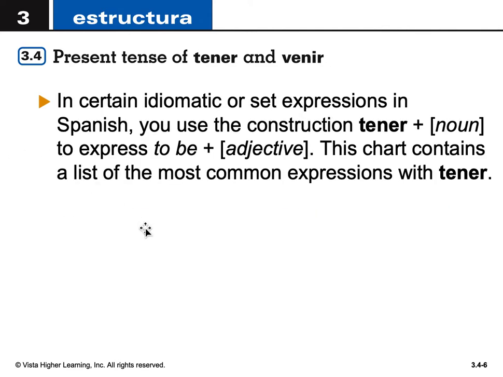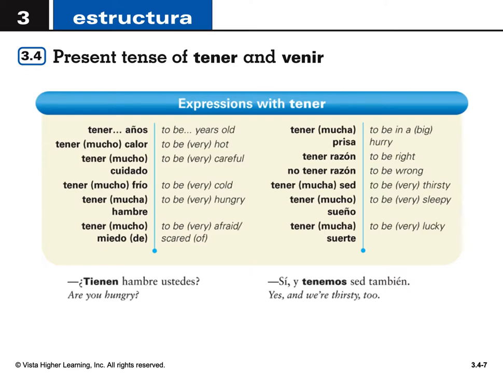In certain idiomatic or set expressions in Spanish, you use the construction tener plus a noun to express to be and then an adjective. This chart contains a list of the most common expressions with tener. So you need to memorize all of these and practice them because they definitely will be a part of this lesson's assessment. So tener años, we had learned that in lesson 1. Tener calor is to be hot. If you want to say very hot, tener mucho calor. So this is talking about a person's feeling of body temperature.